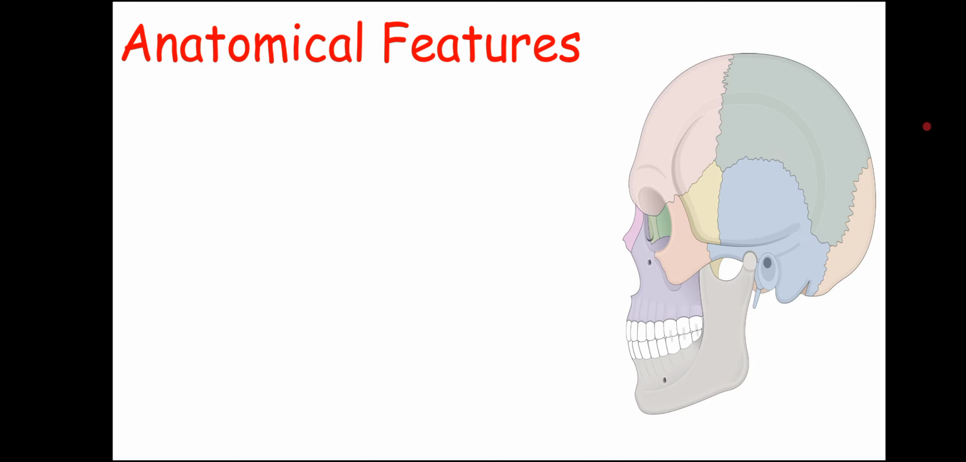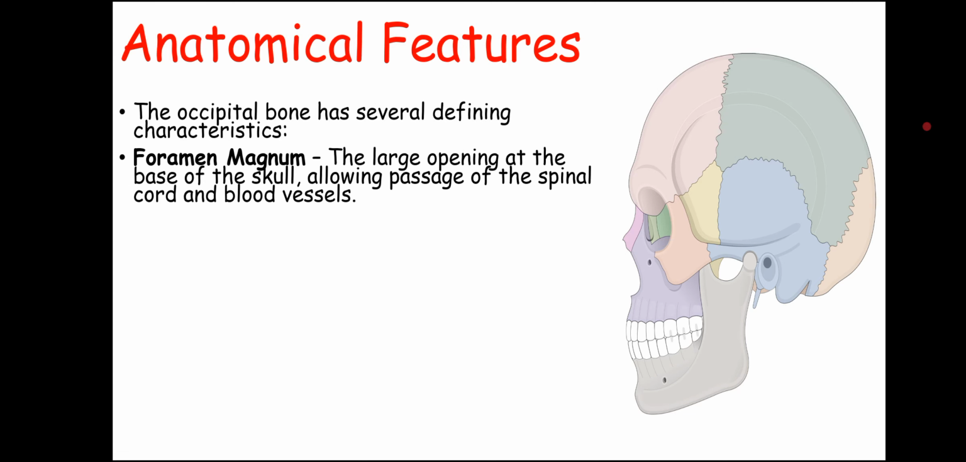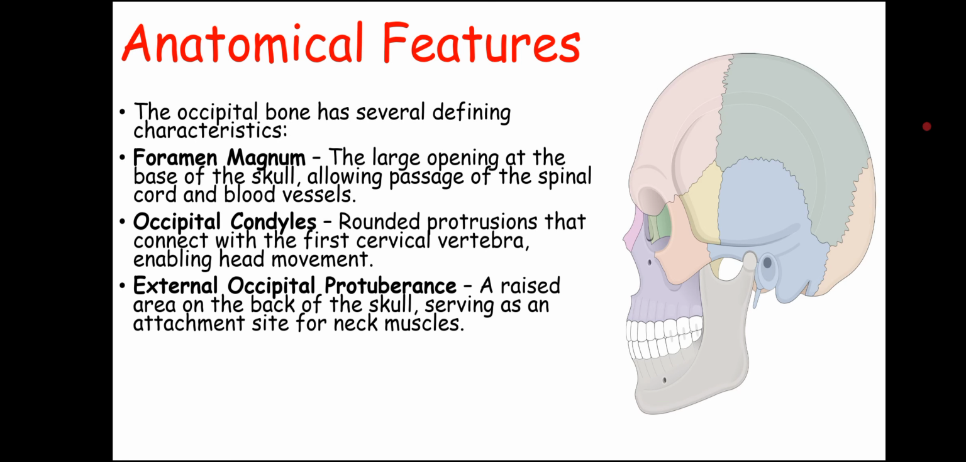Now further talking about anatomical features of the occipital bone. Occipital bone has several defining characteristics. The first one is foramen magnum, that is a large opening at the base of skull that allows passage of spinal cord and blood vessels. Second anatomical feature is occipital condyles, that are rounded protrusion that connects with the first cervical vertebra, enabling head movements.